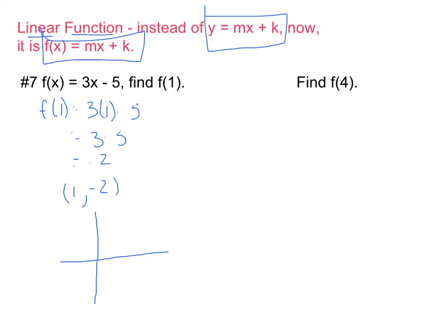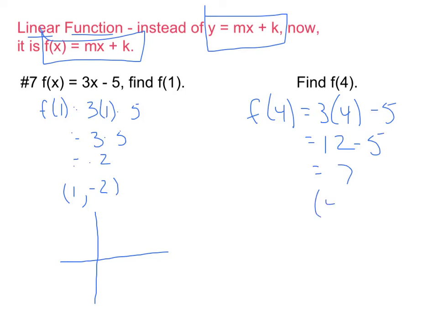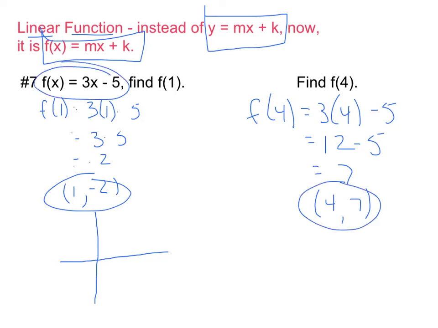Let's hold on 1 second. I don't want to do the sketch yet. Let's find f of 4. Wherever you see x, put a 4. 3 times 4 is 12, and 12 minus 5 is 7. So that's an ordered pair, (4, 7). Now you've got 2 ordered pairs that satisfy this linear equation.